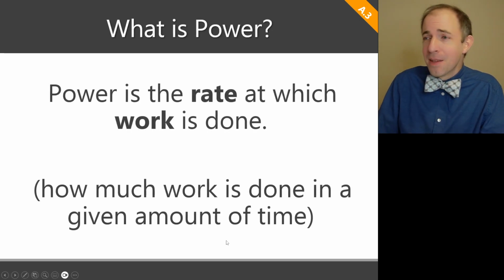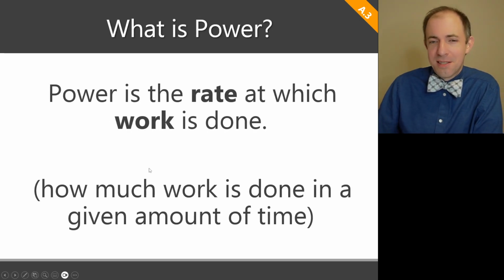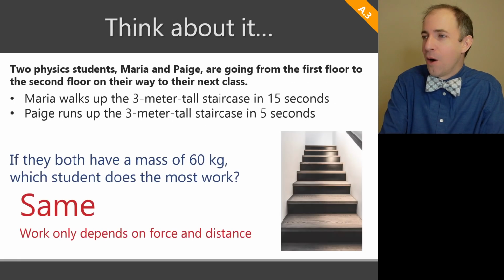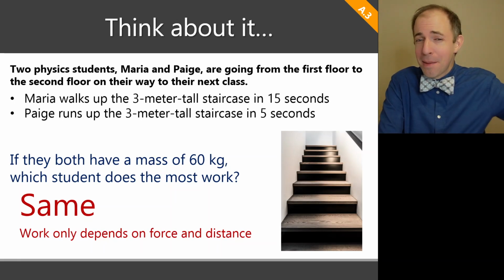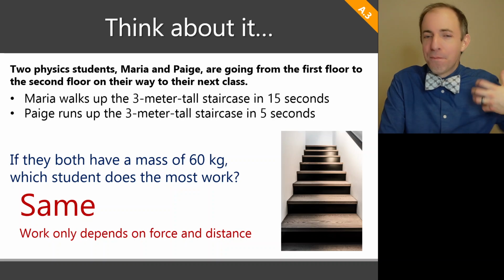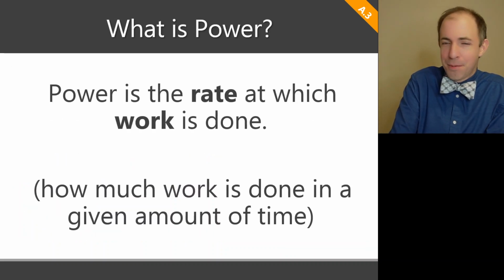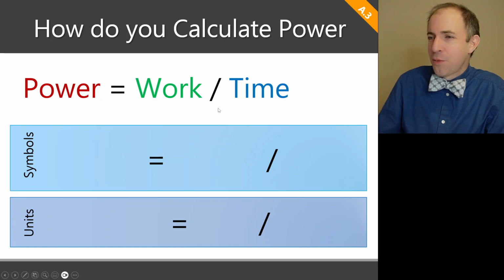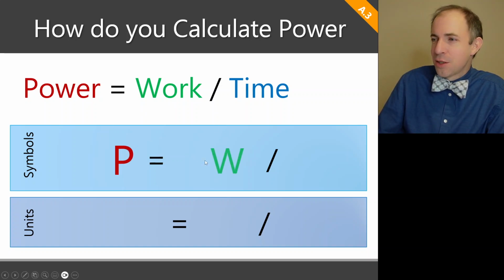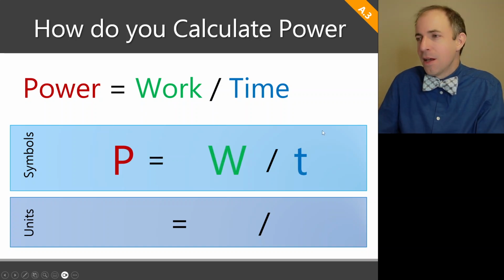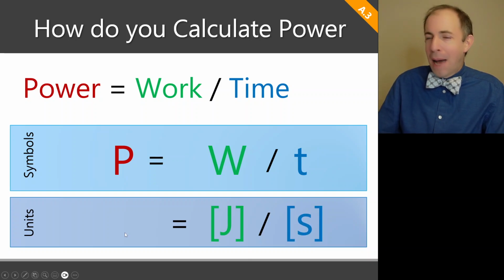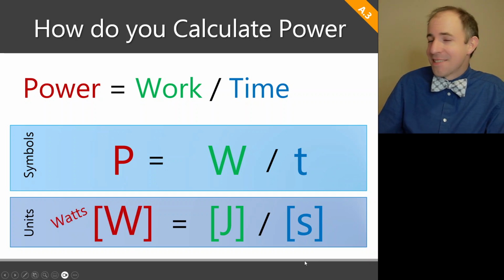It's power. Power is the rate at which work is done. So how much work is done in a given amount of time. In that case, we know that Paige did the same amount of work in less time. So Paige had more power in that particular scenario. You can calculate power using these properties of work and time. Power P is just work W divided by T, which is the time. Time is seconds, work is joules. Power has a new unit, it's joules per second, otherwise known as watts.